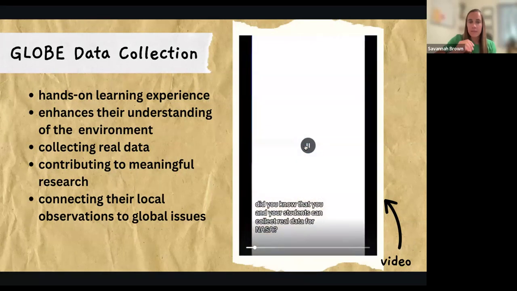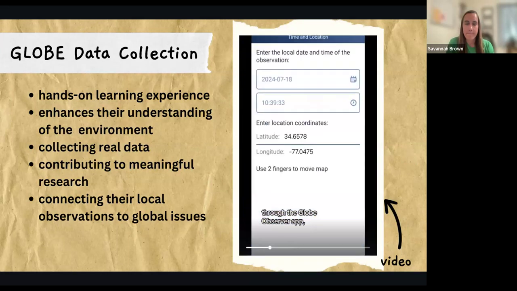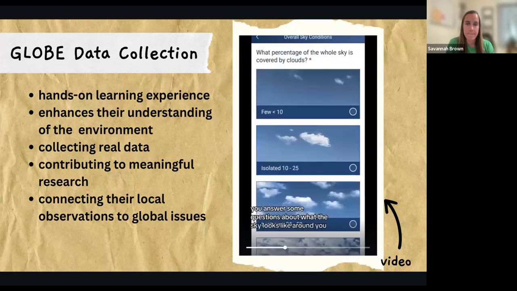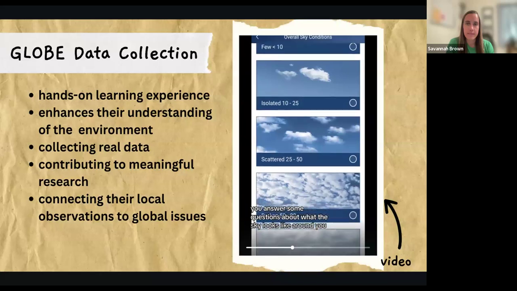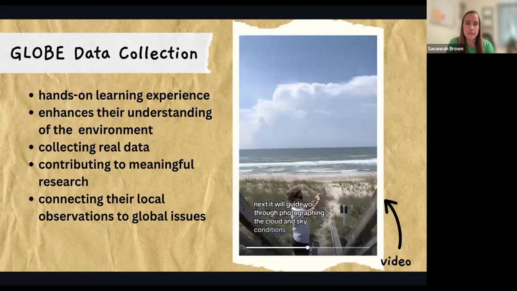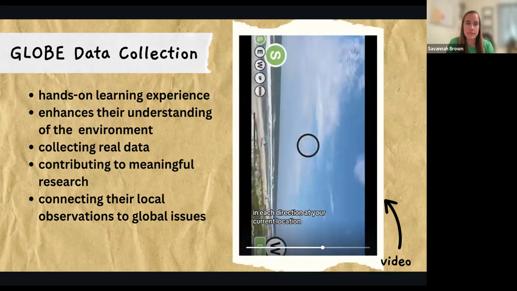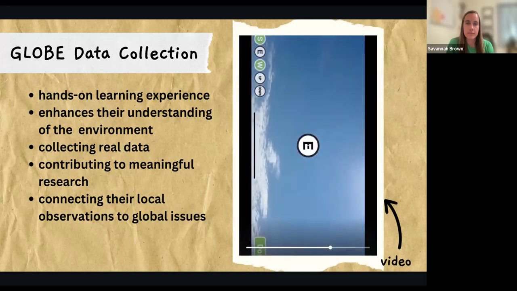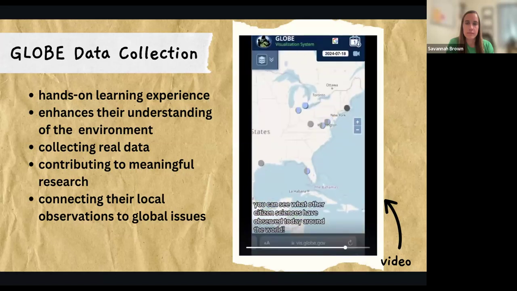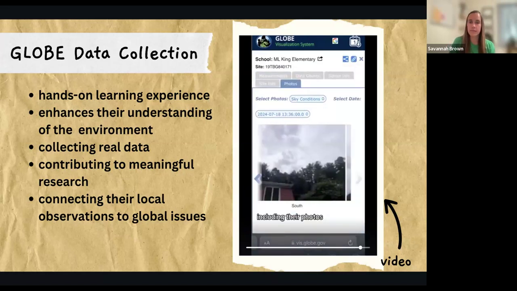Did you know that you and your students can collect real data for NASA? Through the GLOBE Observer app, you can record cloud observation data at your location. You answer some questions about what the sky looks like around you, as well as the current surface conditions. Next, it will guide you through photographing the cloud and sky conditions in each direction at your current location. The coolest thing is that after you submit your observations, you can see what other citizen scientists have observed today around the world, including their photos.